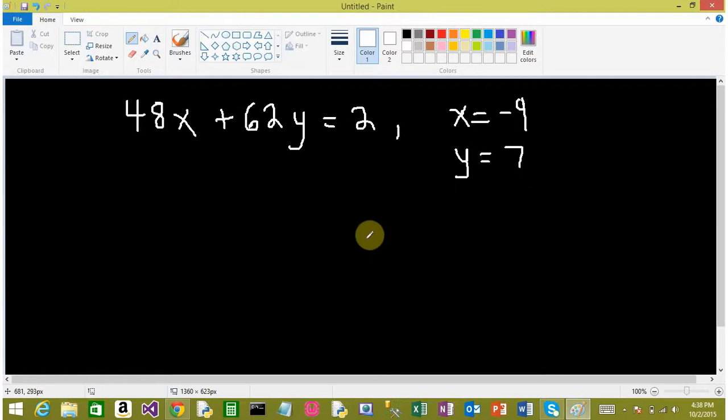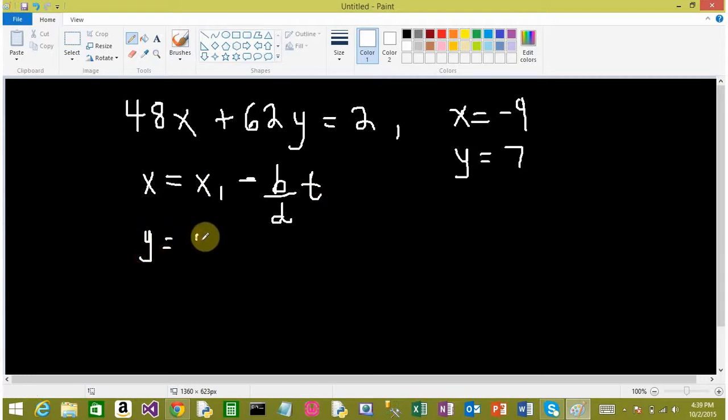So the way we can find the general solutions is we'll use these two formulas here. We have x equals x1 minus b over d times t, where t is some integer, and then y equals y1 plus a over d times t, t is an integer.